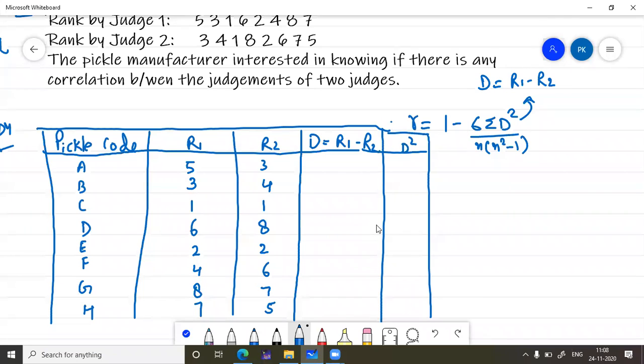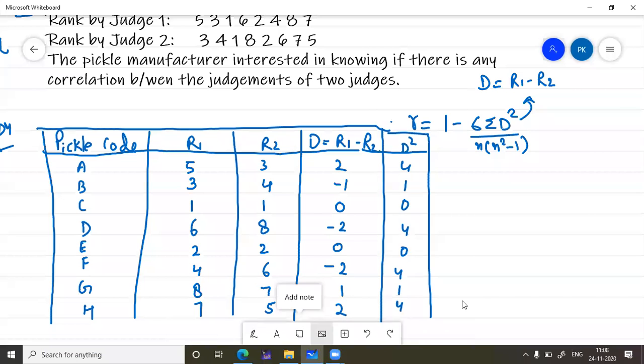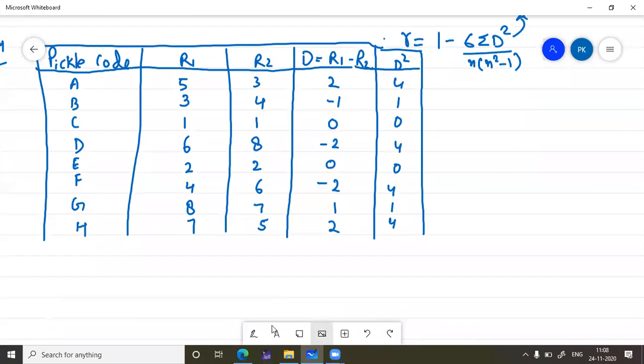Yes, ma'am. Okay, so the difference between R1 and R2 here is 5 minus 3, which is 2. 3 minus 4 is minus 1. This is 0. 6 minus 8 is minus 2. 0. The sign doesn't matter actually, since we square it, it will be positive now. 8 minus 7 is 1, 5 minus 7 is minus 2, and the squares are 4, 1, 0, 4, 0, 4, 1, 4. Find out the summation of D square.